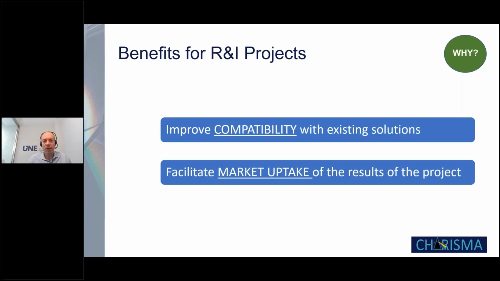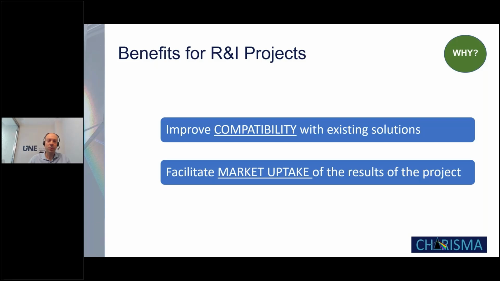So now we have seen the context and why standardization should be considered in research and innovation projects. Well, as said before, they are tools to improve the impact of the project, to improve the compatibility with existing solutions, with existing ways of achieving similar things. And then they, of course, are a tool to facilitate the market acceptance of the results that are developed in the project. So this is the main focus of standardization in research and innovation projects.